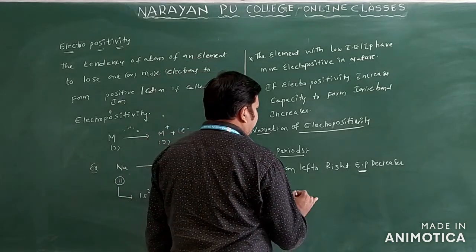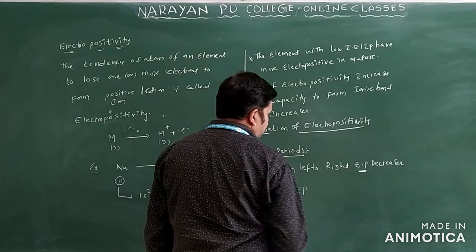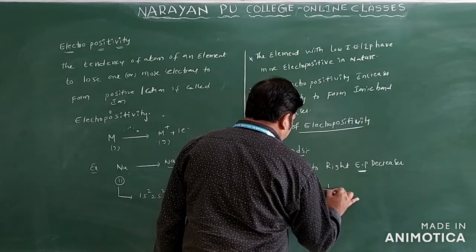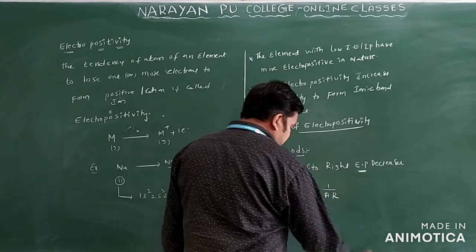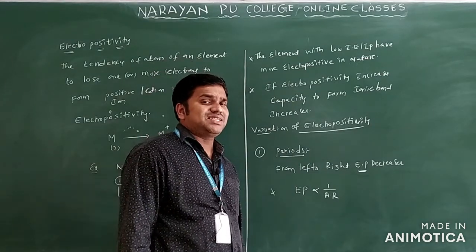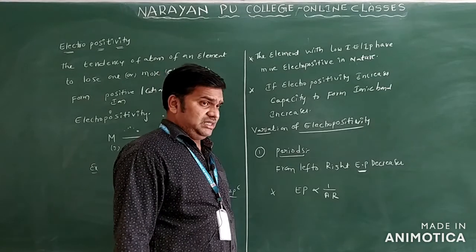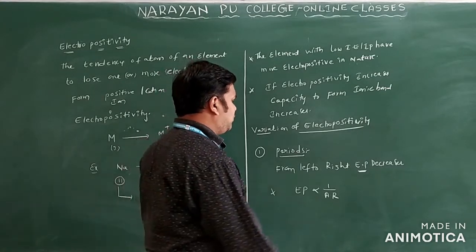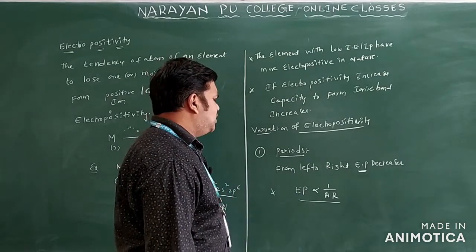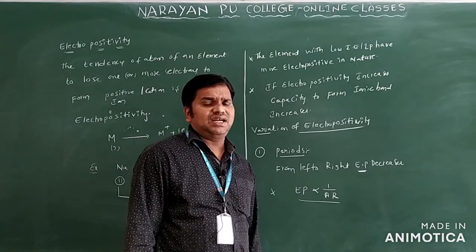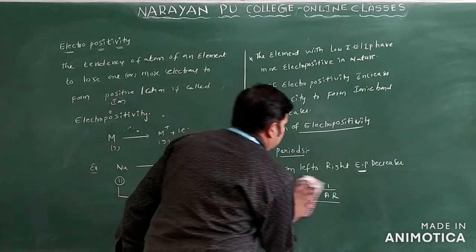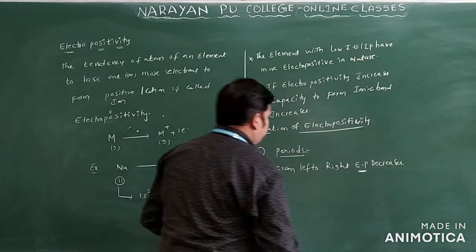I'll write here: electropositivity is inversely proportional to atomic radius only. Why atomic radius? Because atomic radius is what we are comparing. So electropositivity is inversely proportional to atomic radius. So atomic radius decreases, and we'll write one more point here, electropositivity decreases.